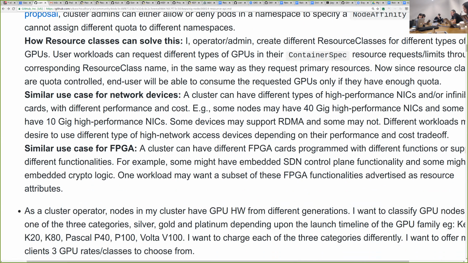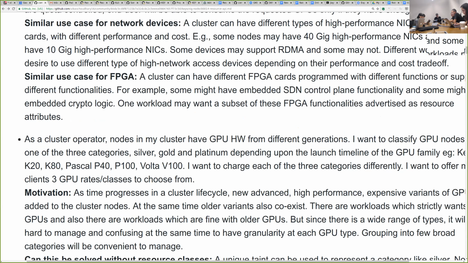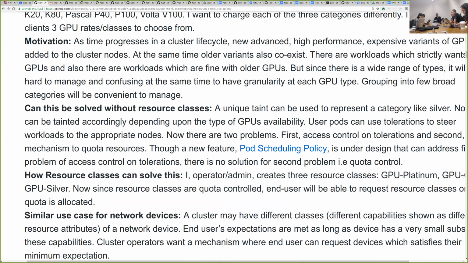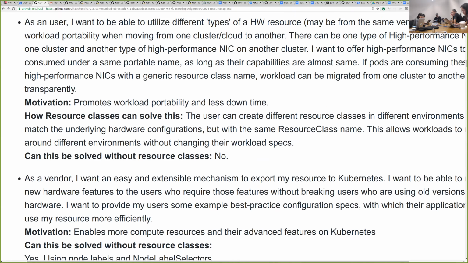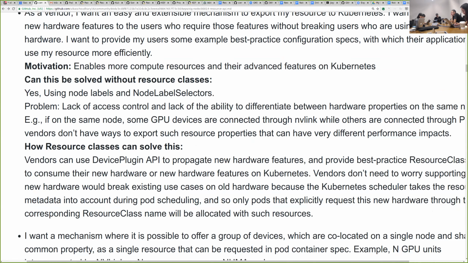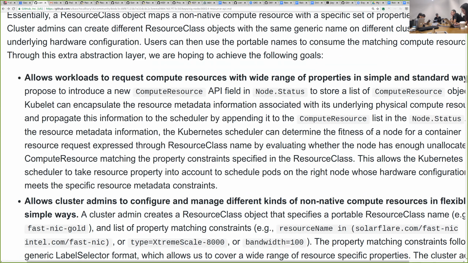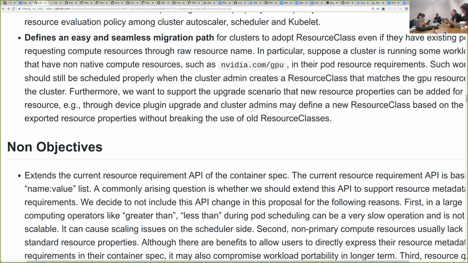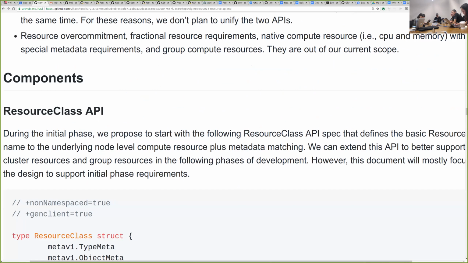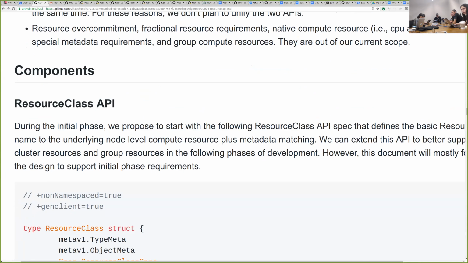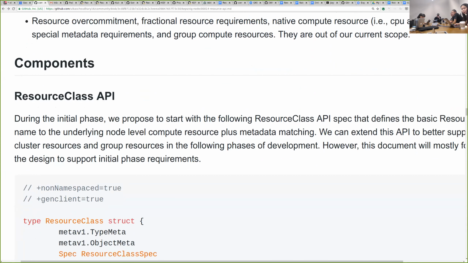Any other questions on the user story part? And also any questions on the non-goal part? Okay. So I will continue on the design. We will only have five minutes roughly. Yes, so I will go quickly.